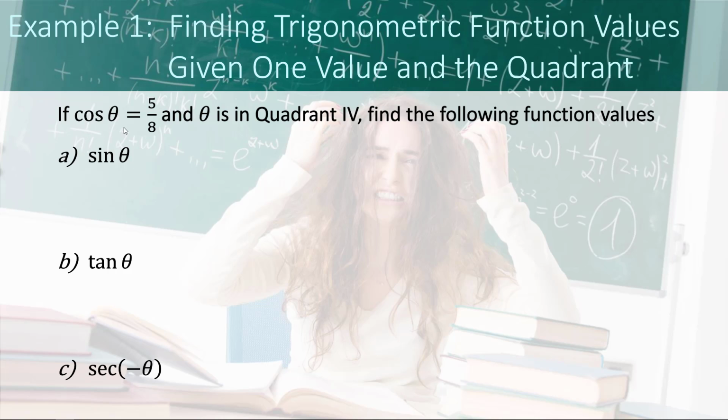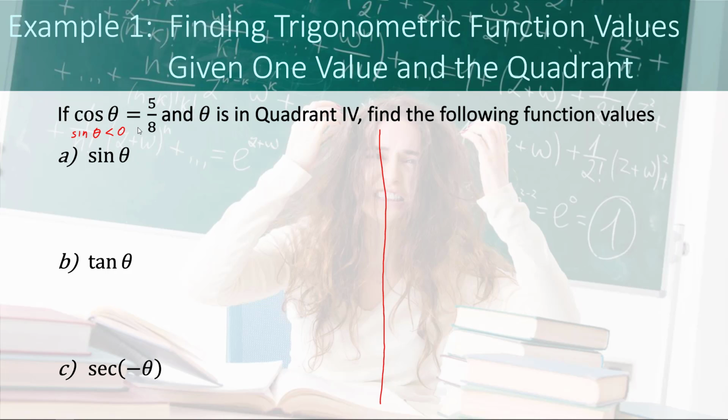Here we have that cosine is equal to 5/8, and theta is in quadrant 4, and we need to find the following function values. And the first one is sine of theta. Now notice if theta is in quadrant 4, then we know that the sine of theta is going to be negative. It's going to be less than 0. And there's actually two ways to approach this. One is using the identities that we just discussed, and the other one is just using the original definition of cosine and sine. So let's start off with the identity approach here.